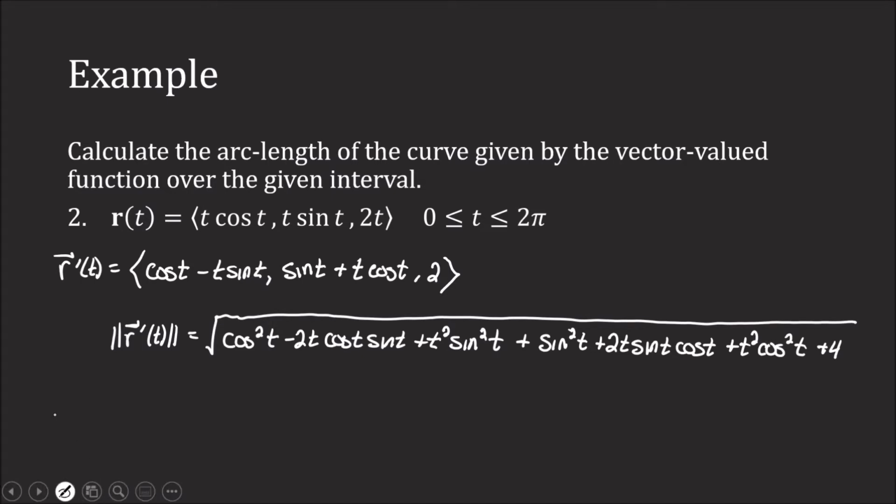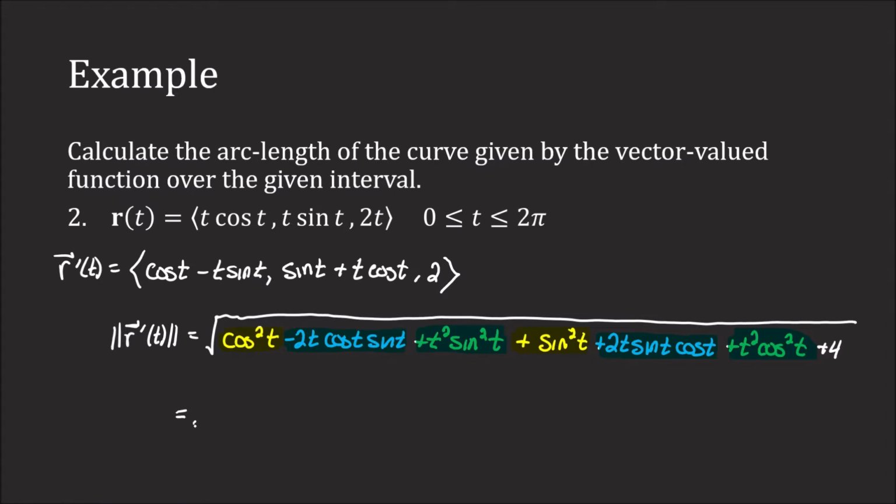However, let's just look at a few terms. Here we have a cosine squared, and here we have a plus sine squared, so we can look at those two terms together. Next, we have this negative 2t sine cosine and this positive 2t sine cosine, so we can look at those two terms together. And then we also have this t squared sine squared and this plus t squared cosine squared, so we can look at those two terms.